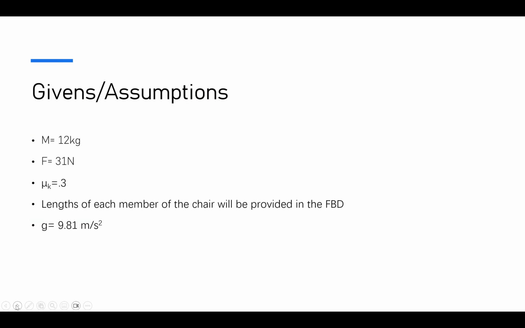So, let's start with our givens and assumptions. So the mass of the chair is 12 kilograms. The force that I'm pushing the chair at the top of the headrest is 31 newtons. And the coefficient of kinetic friction, as the chair is moving, it is not static, is 0.3. And then the lengths of each individual member will be provided in the free body diagram on the next slide. And then, of course, you can't forget that gravity is 9.81 meters per second squared.